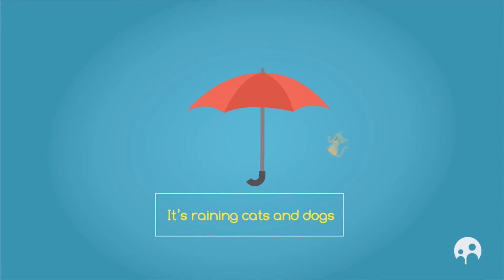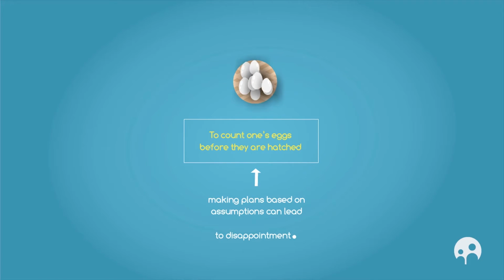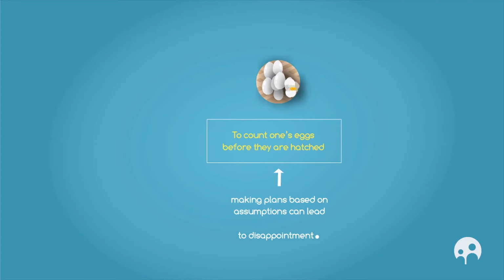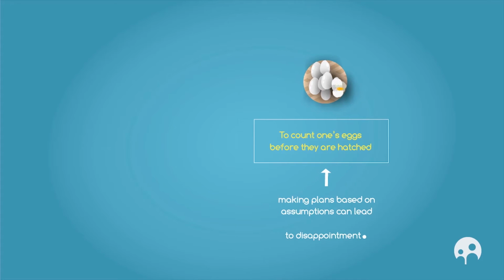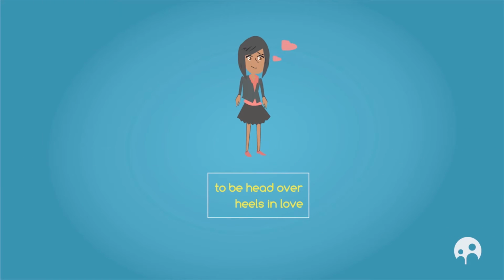Let's look at different idioms and their meanings. To count one's eggs before they are hatched. This means to make plans based on assumptions that can lead to disappointment. To be head over heels in love. This means to be madly in love.